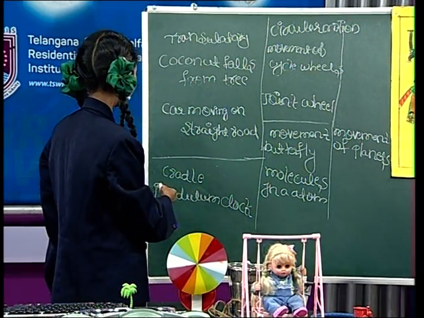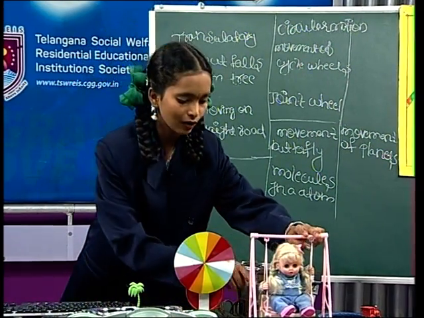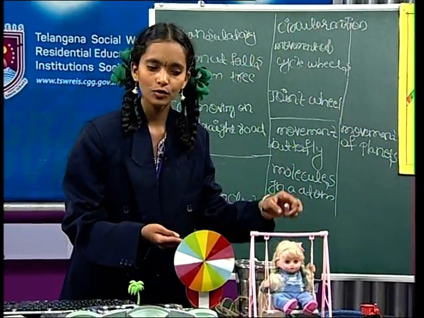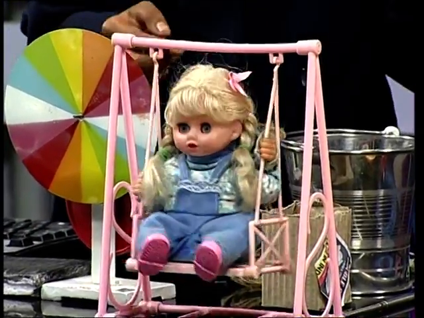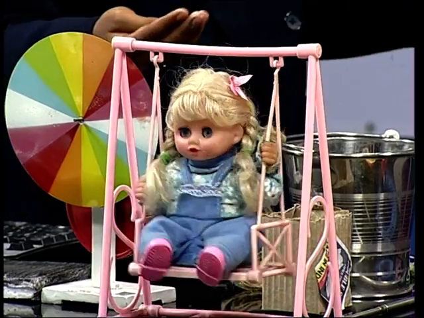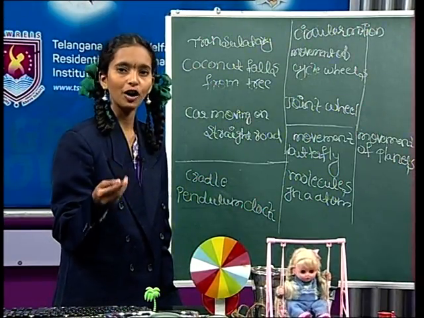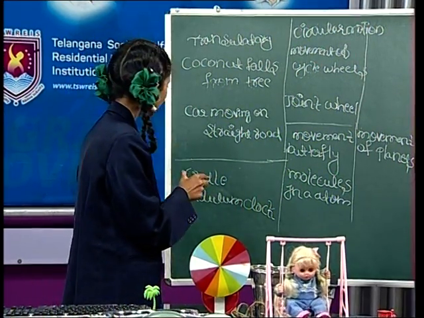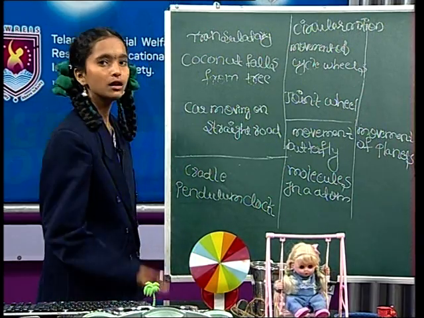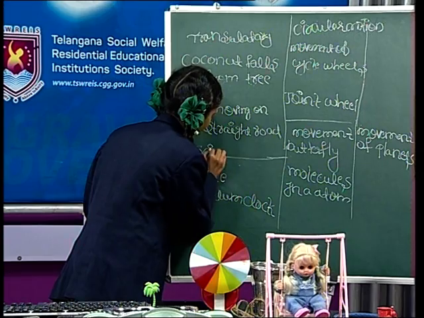Next, what we have here? Movement of cradle. Okay, wow, here we have a cradle. How is it moving? Yes, it is moving to and fro. Or else we take a pendulum clock also. How does it move? It has a big bob. With that big bob, it moves in to and fro motion. So this type of motion is known as oscillatory motion. Very good. Oscillatory motion.